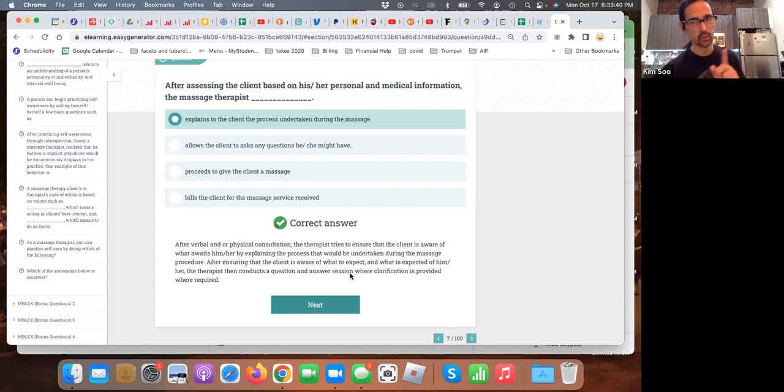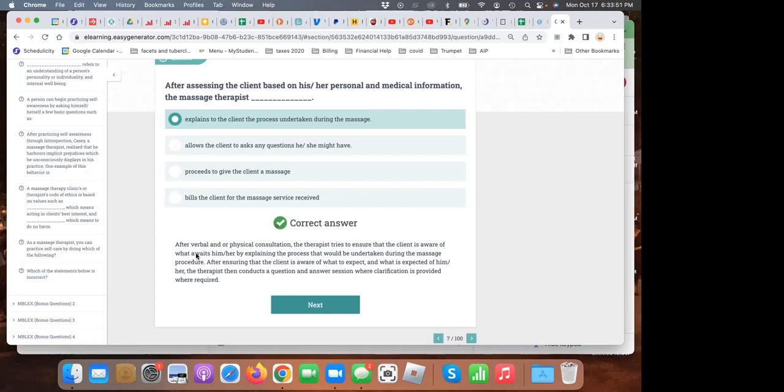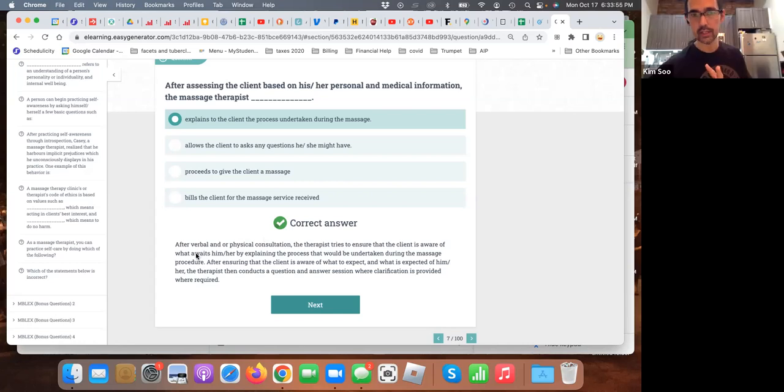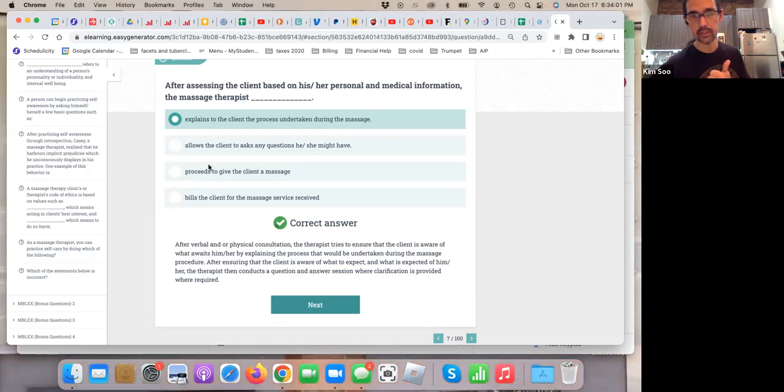Do you guys see that there's an order described here in the description? Does anybody not see the order? Okay. So they're saying that it's verbal or physical consultation first, make sure the client is aware, and then explain the process to the client, then allow for question and answer, then give the massage, then bill the client. So these are in order.